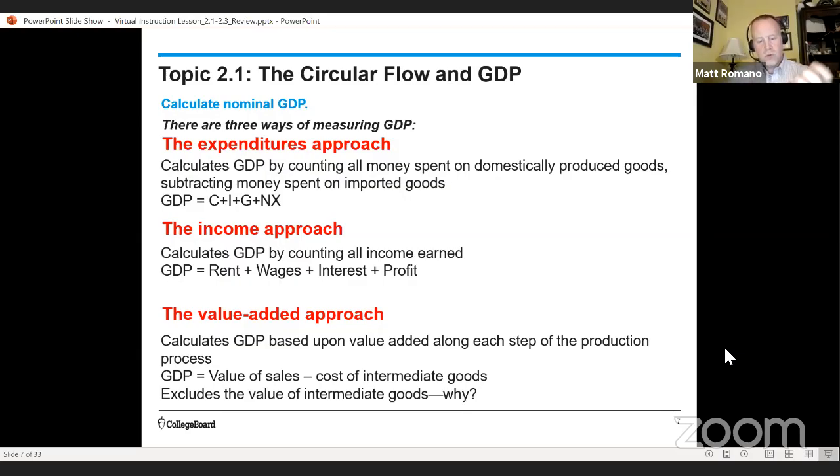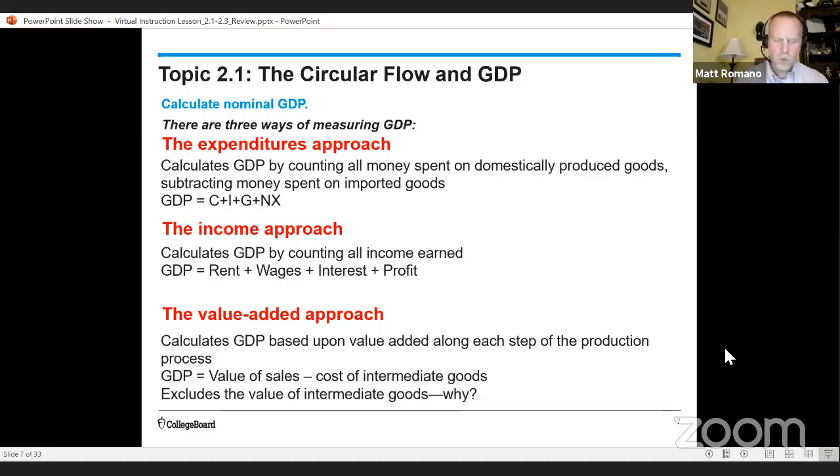In other words, this firm produced this and then it moved on to the next along the supply chain. And calculation-wise, it's simply the value of sales minus the cost of intermediate goods. And really the big takeaway here is that this value-added approach is where we understand the concept of excluding the value of intermediate goods. And it's worth taking a second to address why that is.